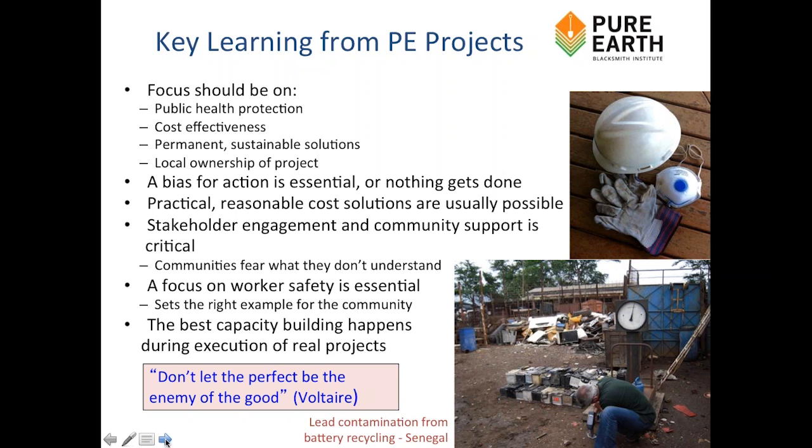We need to have a bias for action. We have seen a good number of sites where studies have been done, and then more studies have been done, and more studies have been done. We're looking at one right now where that's the case. Unless somebody says enough studying, let's get on and do something, nothing gets done. And that person not only has to be the Pure Earth or the project initiator, it really needs to be somebody in the community and the government. So you need to find that person who has a bias for action. We find that practical, reasonable cost solutions are usually possible.